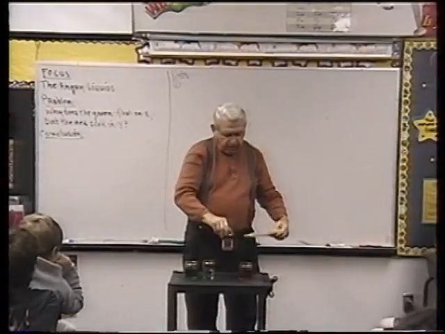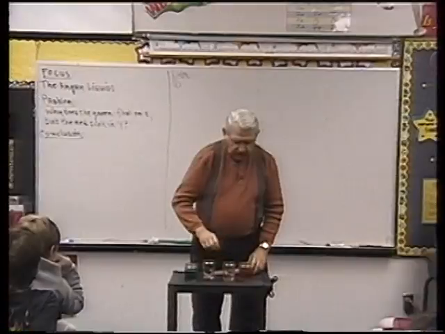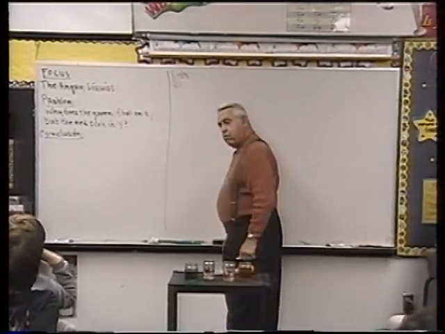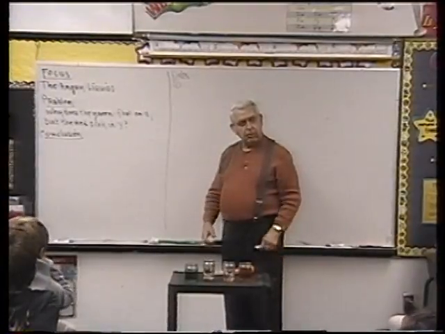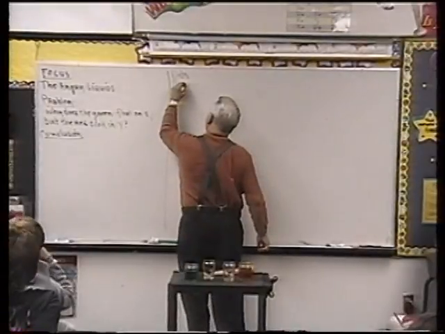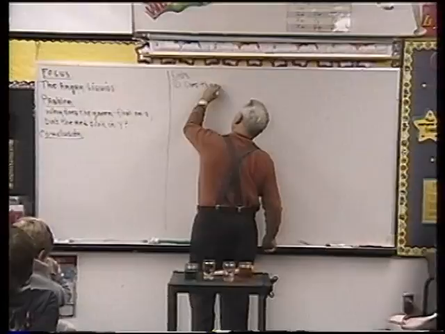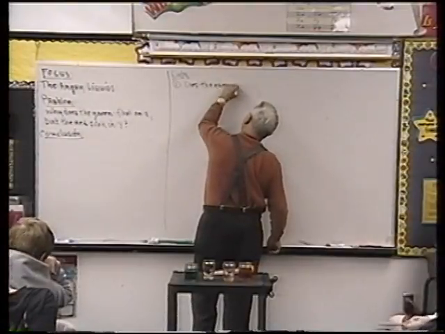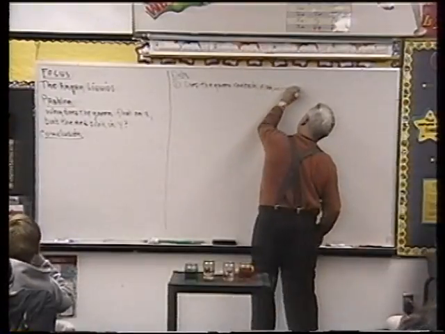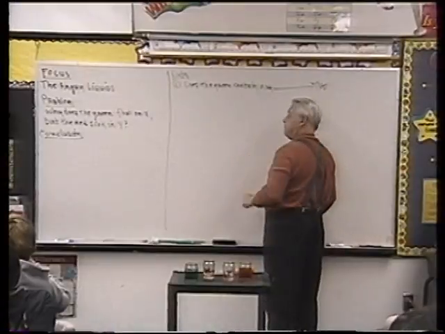Okay, so the problem to be solved is, why does the green float on X and the red sink in Y? Now, do you think it would help to know what the liquids are? Yes. Probably, so we'll find out what they are. We're going to start with the green. Does the green contain any blank?